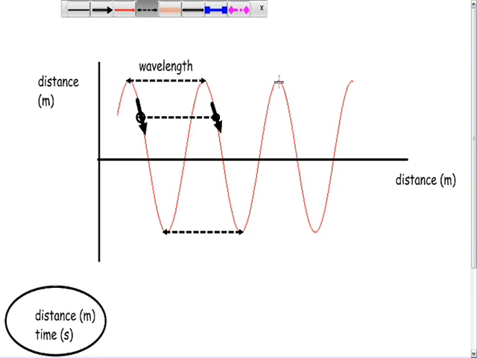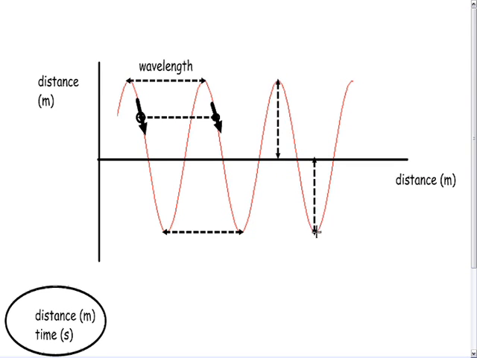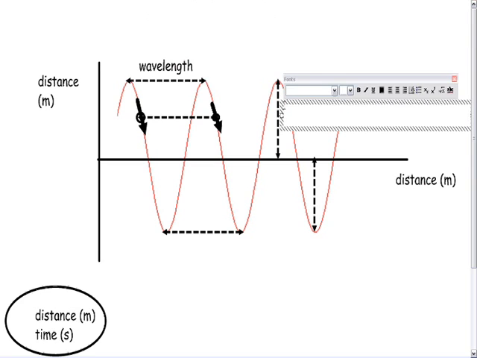The amplitude of the wave is its maximum displacement from the zero position. Essentially that's how far up it is between a crest and the x-axis, or a trough and the x-axis. Either of those is your amplitude.